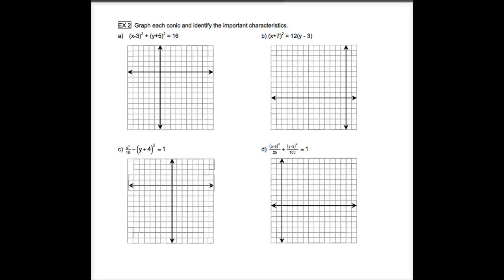So first one, (x - 3)² + (y + 5)² = 16. If I look at that, I see that both the x and the y are squared, and there's no denominator here, and there's no numbers in front that would require me to divide by this 16. So that means that this one's a circle. So my important characteristics are its center, which is at (3, -5), and its radius, which is going to be the square root of 16.